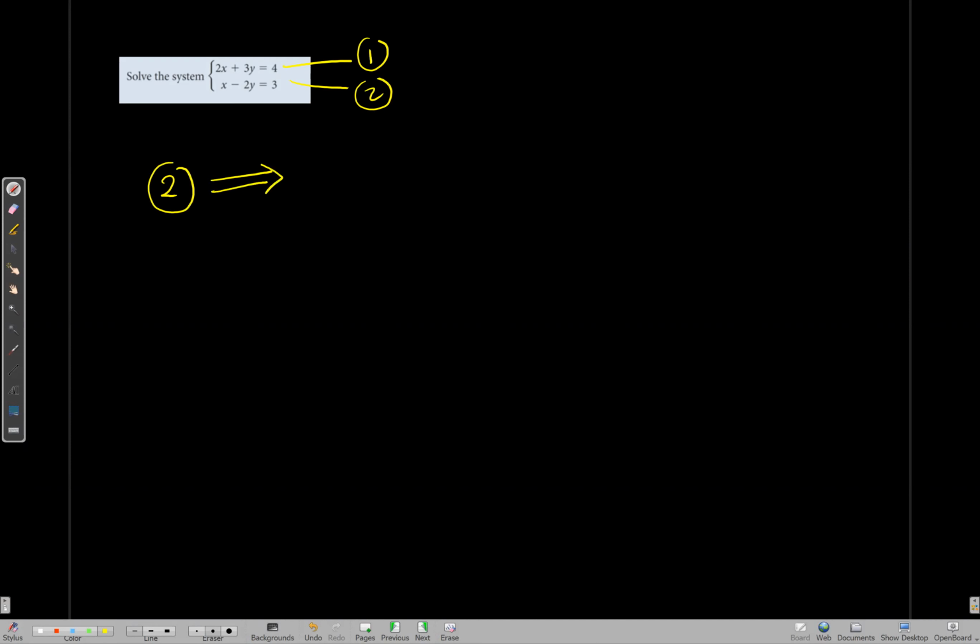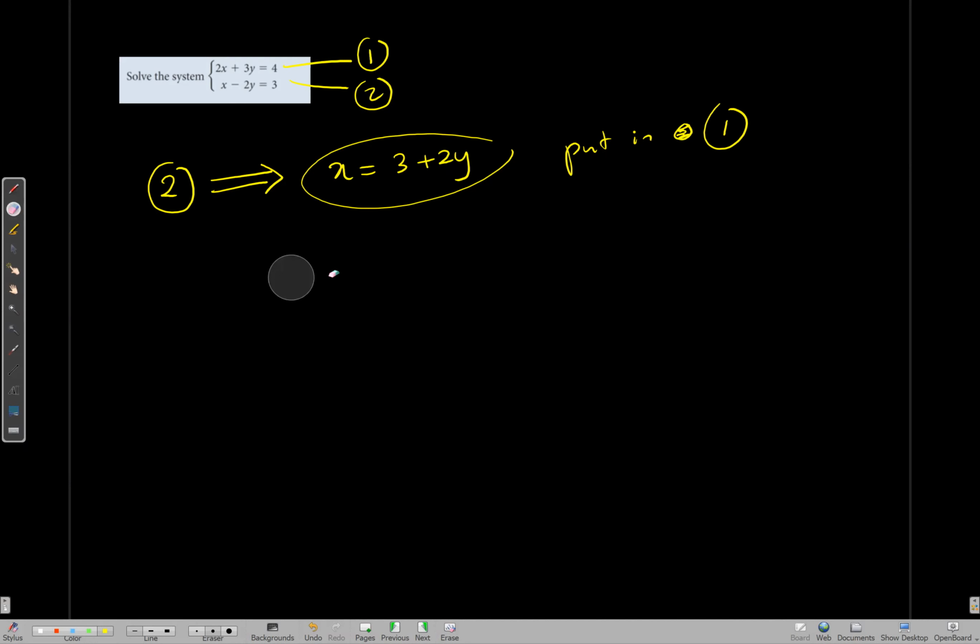From second equation, it's really easy to simplify for x. x is going to be 3 plus 2y, right? Now you put this value in 1. Then what will happen is, 1 is 2x plus 3y, but 2 times, now the new x is this, plus 3y equals 4. See what happened now. This equation 1 now becomes a new equation. You can call it 3 if you want, but the thing to note is you don't see any x's here. You only see y's now.